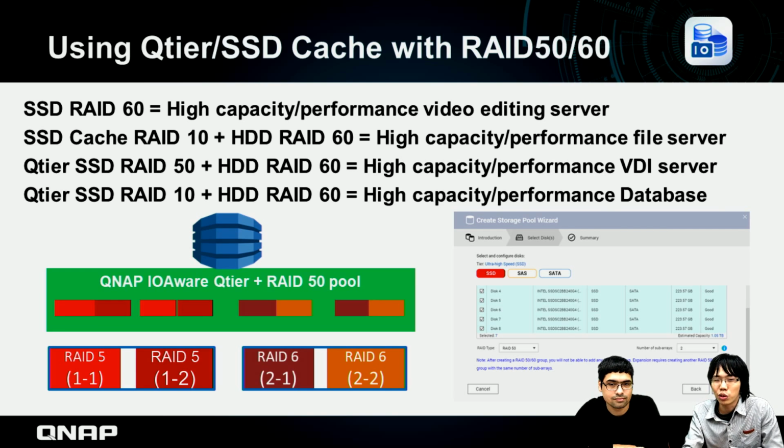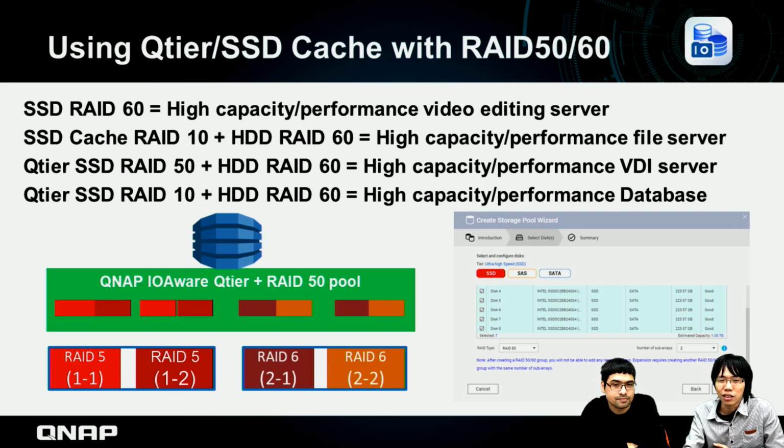And if you want to use Qtier, as I mentioned, in our Qtier in QTS 2.0 it might be even more flexible compared to SSD cache. In this case, this is where hot spares can be used, because you can combine Qtier SSD RAID 15 and HDD RAID 16 to have a high capacity and performance VDI service. At this time, you can consider having hot spares so that you can set the SSD hot spare and HDD hot spare separately.